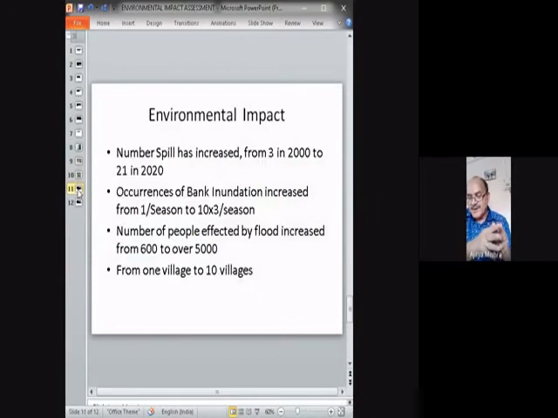That there will be erosion, that there will be damage to life and property in the bank, in the nearby habitation.